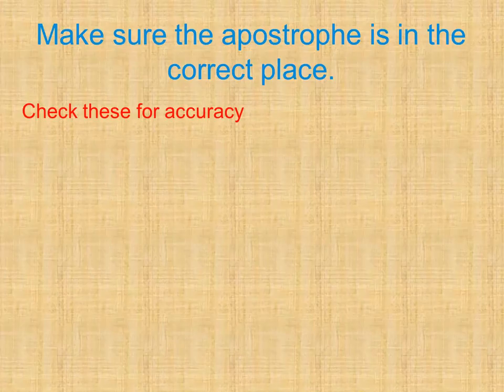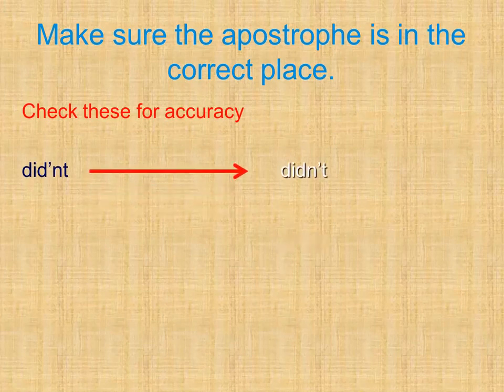Make sure the apostrophe is in the correct place, because if you don't put it in the correct place, you are going to mess up the word. Didn't, D-I-D apostrophe N-T. Nope, this one's not right. You have to write it as D-I-D-N apostrophe T. So the use of apostrophe actually comes right before the last letter.